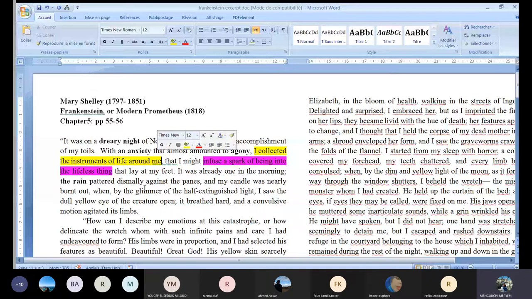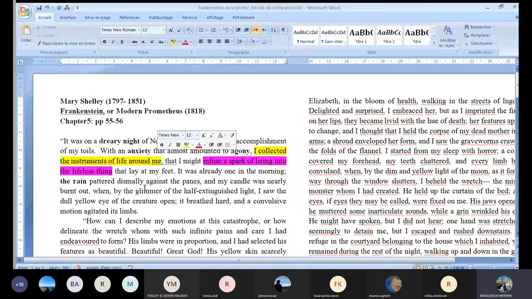Well, wouldn't any one of you think that the fact of saying infuse a spark of being is an excited way of thinking, of speaking? It reveals his excitement, it reveals his ambition, it reveals his emotion about the body. He is not senseless or indifferent to his experiment. He wants to infuse life into the body, so he's excited about it, okay? This is what I wanted you to look at.